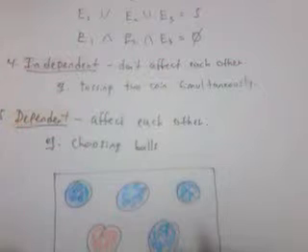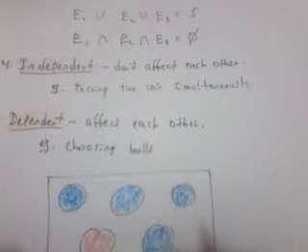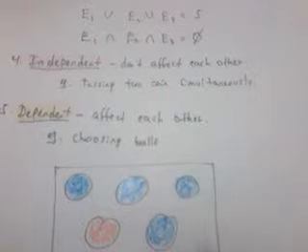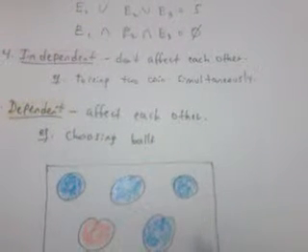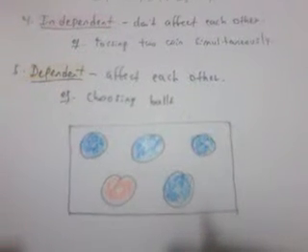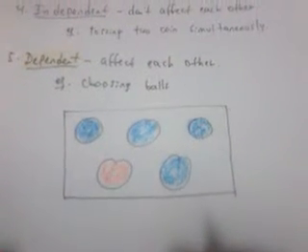The next one is independent events, which are events that don't affect each other. For example, tossing two coins simultaneously. If we toss one and find heads, it doesn't affect the result of the second one we toss. And the other one is dependent. These events affect each other.